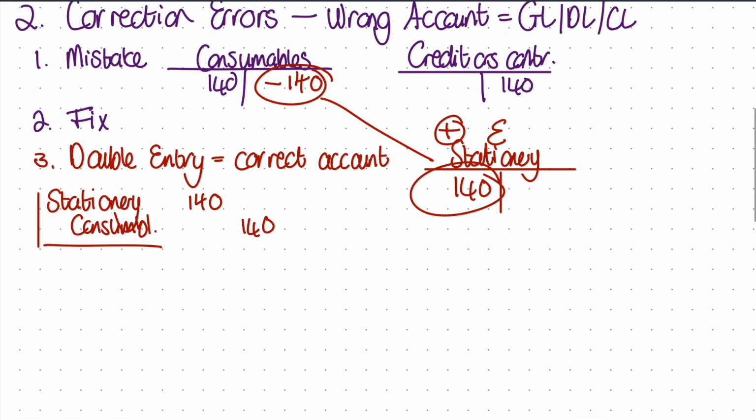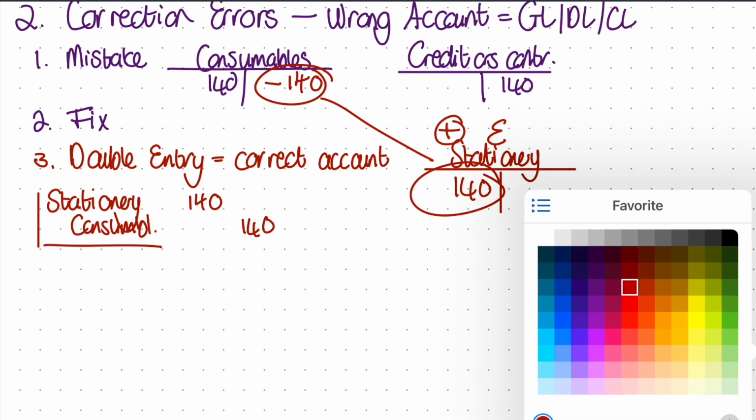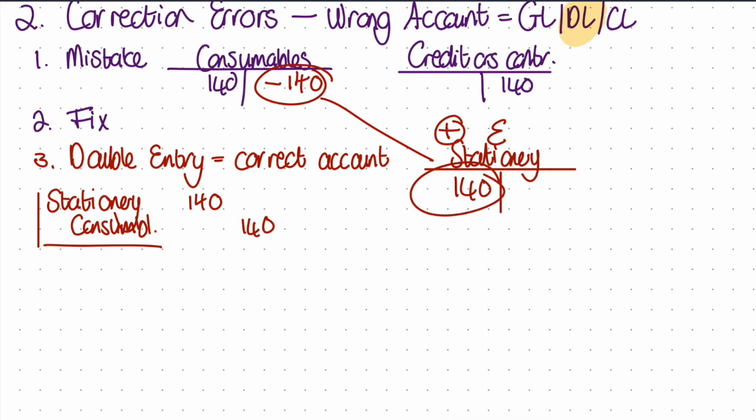What can also happen with the correction of errors is that there's a certain person's name. So this is what I referred to earlier when I spoke about debtors ledger and creditors ledger. So those are debtors and creditors that are incorrectly recorded. So what do I mean by that? There is an example in your New Era on page 174.